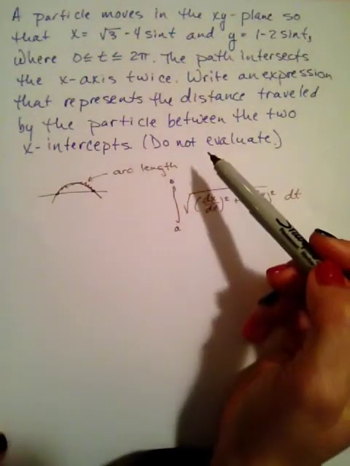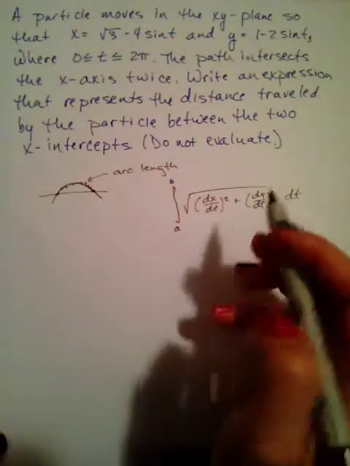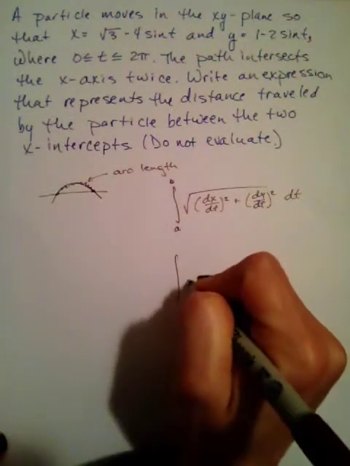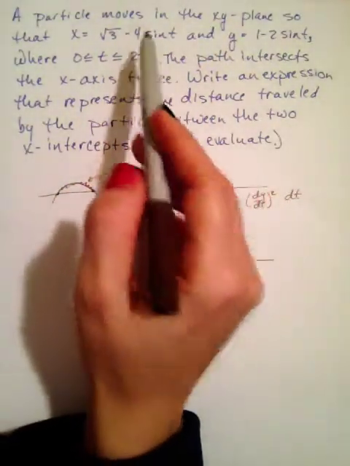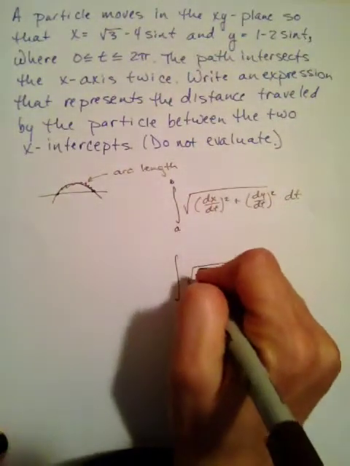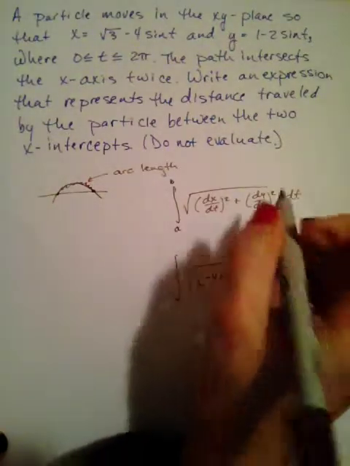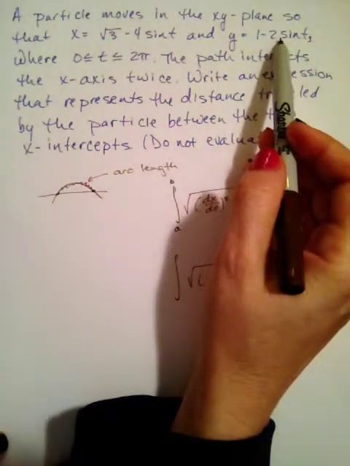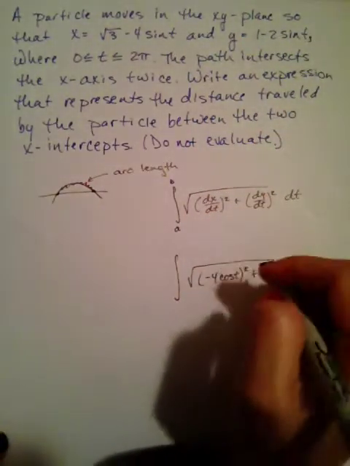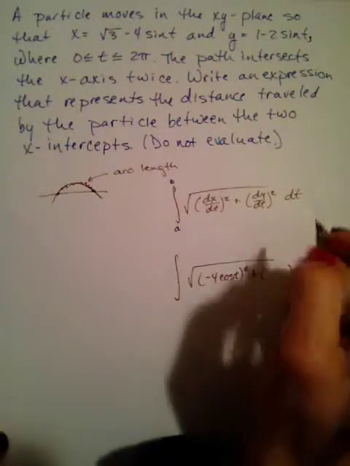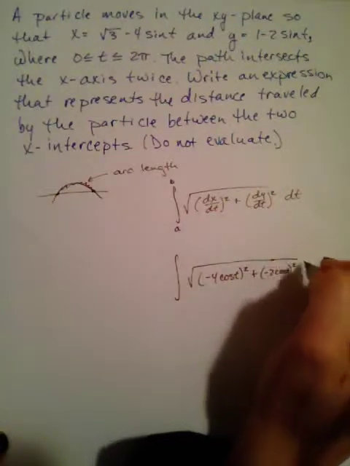So for our purposes, we can find dx dt and dy dt very quickly. So that's where I would start. I'll have the square root. X equals square root of 3 minus 4 sine t. So I'm going to take the derivative, and I will get a negative 4 cosine t squared plus our dy dt is the derivative of this. So we have a negative 2 sine t. So the derivative of that will be a negative 2 cosine t squared dt.